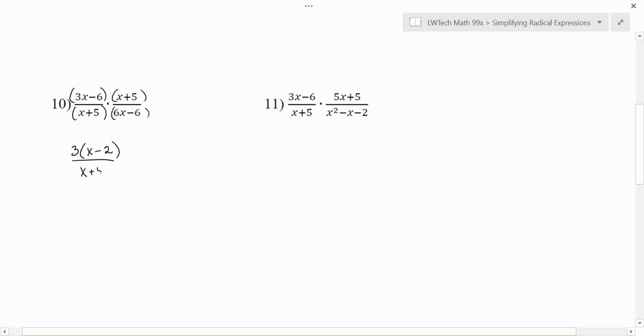On the bottom, I have that x plus 5 I really couldn't do anything with. Over here, I have the x plus 5 on top, which is as simplified as it can be. But on the bottom, I have 6 times x minus 6. There's a common factor of 6 there that I can pull out, and I would be left with x minus 1 behind in parentheses. At this point, now that everything is completely factored, I do want to take the time to cross out any common factors, divide them from the top and the bottom, so that I can have the simplest form possible when I'm finished.